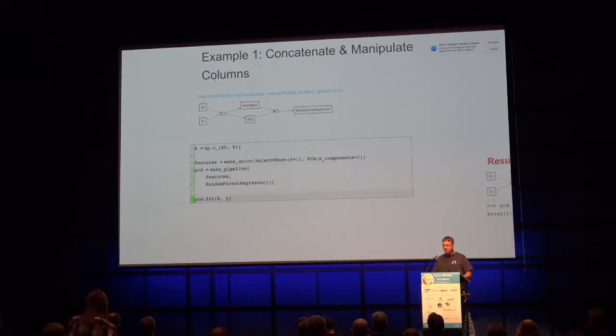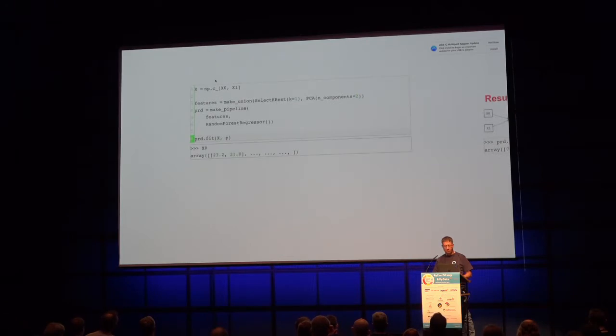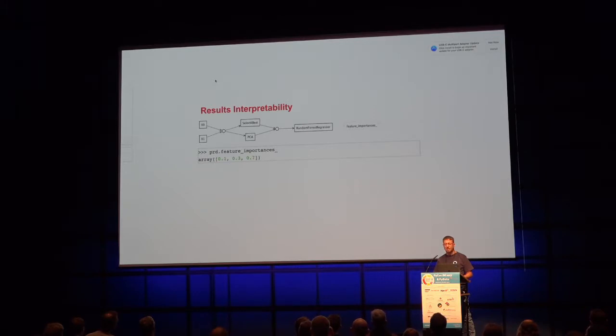And then we can use it just like a normal estimator, right? We can call fit and predict and whatever. If we run this, we're going to see lots of numbers in arrays. X0 is just a series of numbers, and X1 is also just a bunch of numbers, and their concatenation is also a bunch of numbers. And if we ask the predictor for the feature importances, we'll also just get a bunch of numbers. And that's a bit of a problem because it's hard to interpret what these numbers mean.